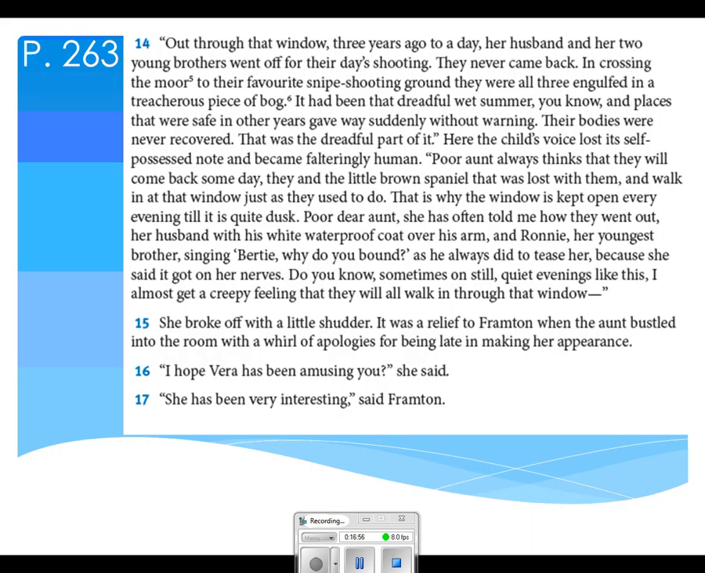Do you know, sometimes on still, quiet evenings like this, I almost get a creepy feeling that they will all walk in through that window. She broke off with a little shudder. It was a relief to Frampton when the aunt bustled into the room with a roar of apologies for being late and making her appearance.